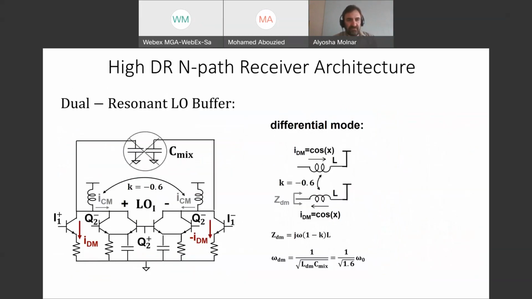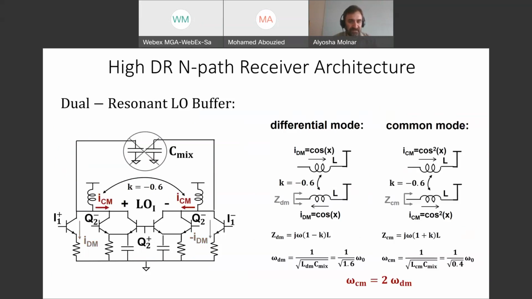Now, the second trick we wanted to bring into play is what we call dual resonance. And the starting point idea of this is you say, if I'm building a pair of coupled inductors, I can actually give that coupled inductors different resonant frequencies for the differential and common mode. Particularly, if I make the coupling coefficient minus 0.6, I can make the common mode resonate at twice the frequency of the differential mode. Now, why is that useful?